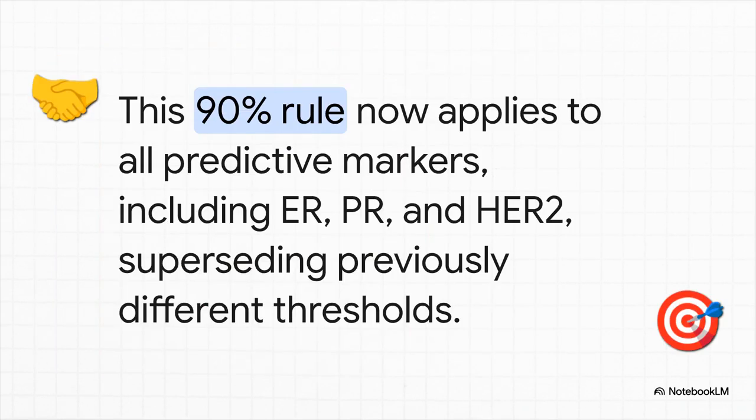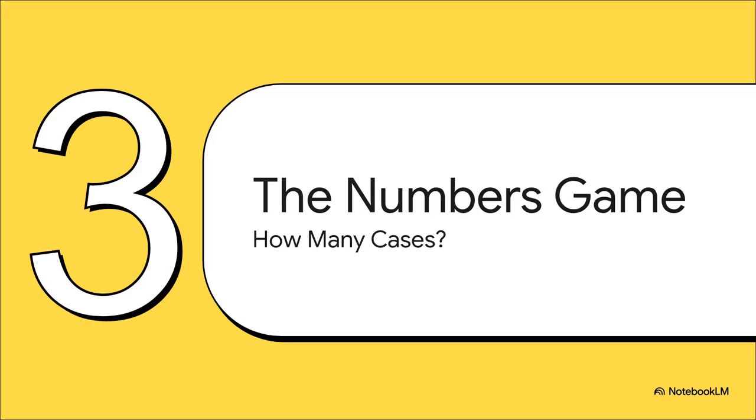And this is a really big deal. This is one of the best changes in the 2024 update. It used to be that different predictive markers had slightly different rules and thresholds. It was kind of confusing. Now, the new guideline just simplifies everything. It harmonizes the requirement. So whether you're talking about ER, PR, or HER2, the target is the same, 90%. So much more straightforward.